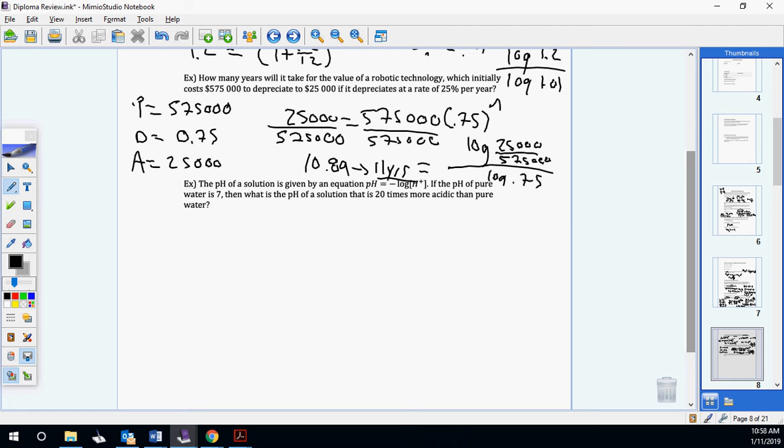So remember on the pH thing, it's scaled by tens. So the pH of pure water is 7. What's the pH of a solution that's 20 times more acidic? Okay, so that means we want to go 7 first off. So 7 is my negative log H plus. That's my representation of the level of water. So what we're trying to do is solve for water's H plus level.